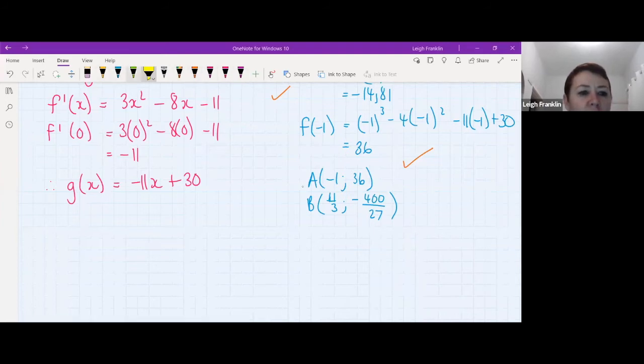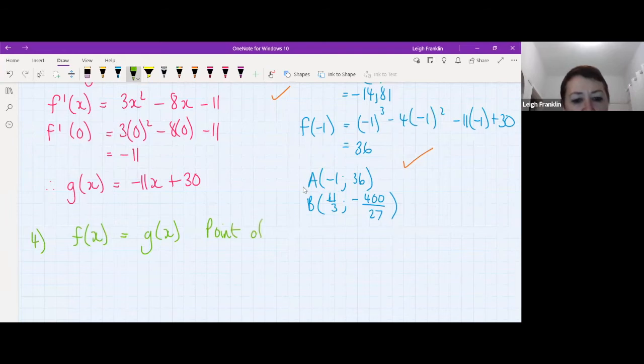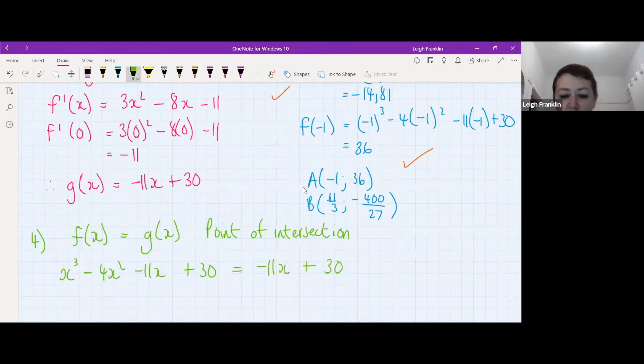What should we choose? Green. Okay. All right. So we have to let f of x equal g of x because it is a point of intersection. Okay. So the two are equal to one another at that point. So now our cubic, x cubed minus 4x squared minus 11x plus 30, we have to make that equal to negative 11x plus 30.